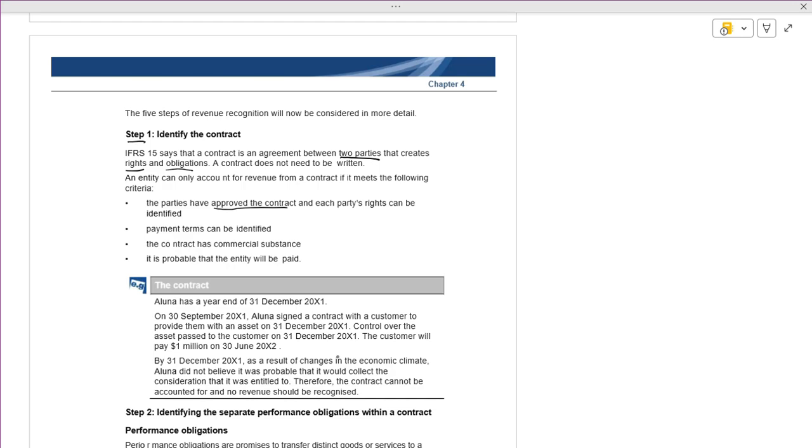That means we cannot say that every contract should be in writing. In most cases it does not happen, but there should be an understanding. Approval has to be there. Each party's rights, what I am selling, you are buying, should be clear. You should have clear-cut rights and obligations. Payment terms should be identified, how we are going to pay, and the contract should have commercial substance, that is, from the perspective of profits.